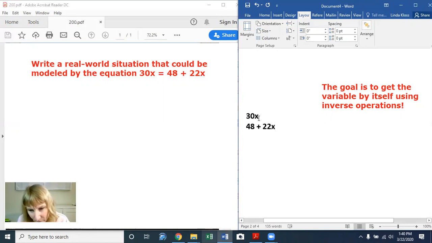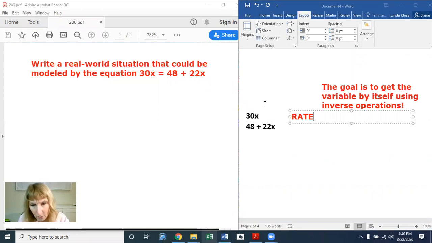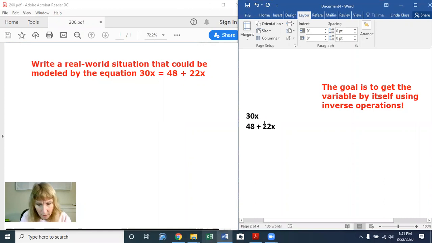Okay, so the first expression is just 30x. And remember I said that a coefficient in front of a letter is a rate. So let me put that there. That is a rate. And the 22x in the second equation is the other rate. The 48 is going to be a flat fee of some sort. So I'm going to make an expression. Let me just get rid of this rate now. I'm going to make an expression for 30x.